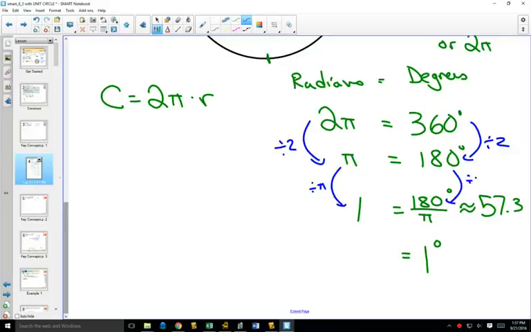I'd divide by pi. So if I wanted to get 1 from something I already knew, which number would you like to use? Want to use the 180? How would you get from 180 to 1? Divide by 180. So then 1 degree is going to equal pi divided by 180 radians.